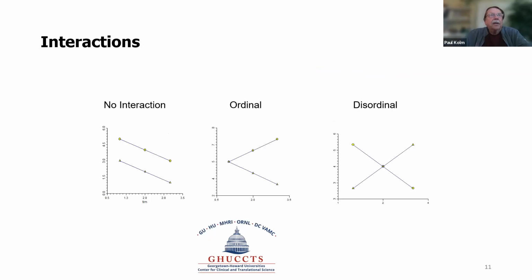And this sort of illustrates the two, where the parallel lines are, that means there's no interaction. The ordinal interaction is where, say, if you have two groups or whatever you're comparing here, they start out at more or less the same place and then diverge. The disordinal interaction means that they start out at different places at the beginning and at the end.